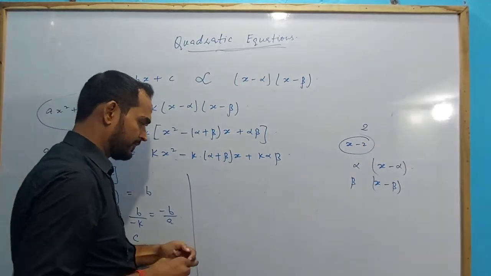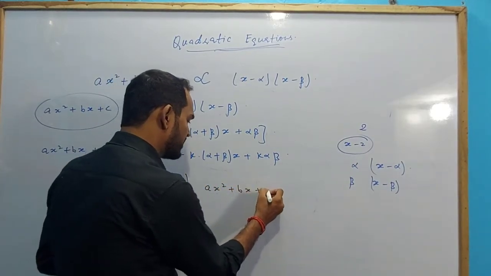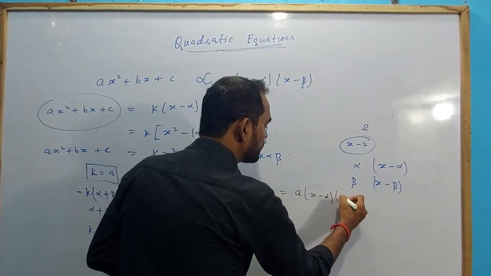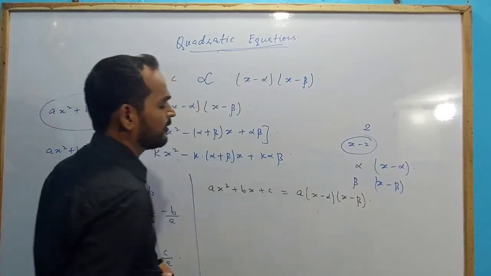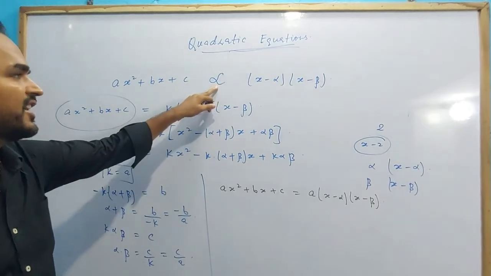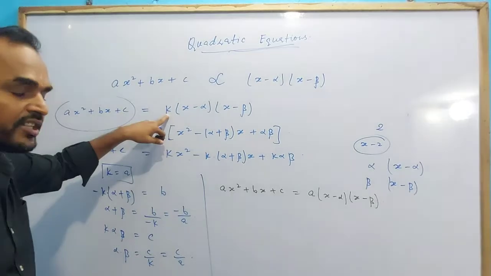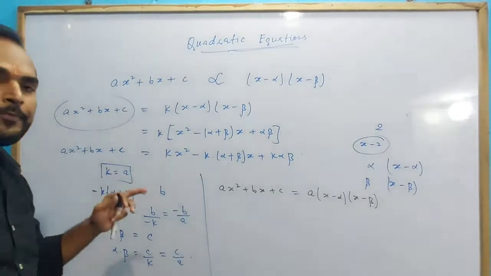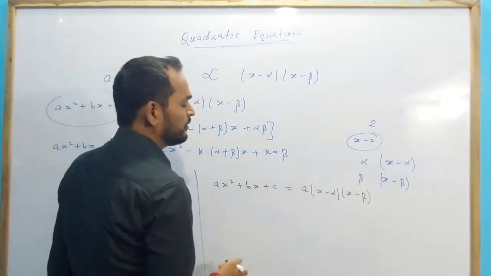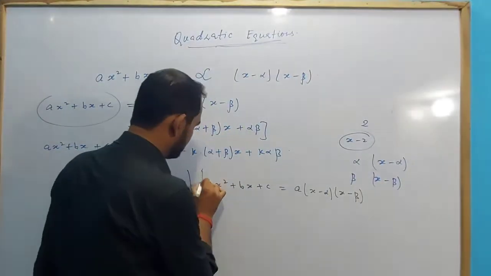So therefore we chose to write this equation in the form of its roots like this. Just have a look. We can write ax square plus bx plus c equal to a into x minus alpha into x minus beta. Why a? Because if you equate it with proportionality sign, when it is removed, we put some constant like k, and k will become equal to a. Therefore it will finally become a. So we write ax square plus bx plus c equal to a into x minus alpha into x minus beta. Keep it in mind.